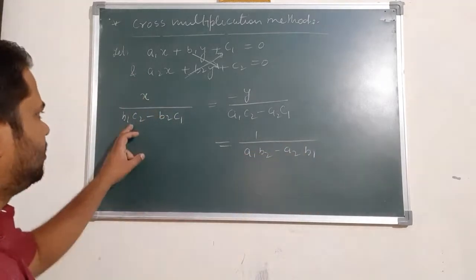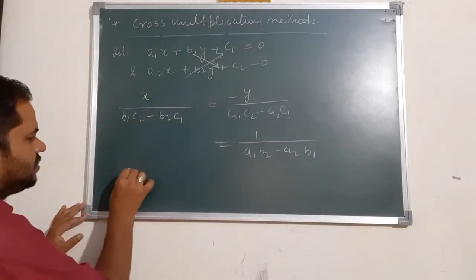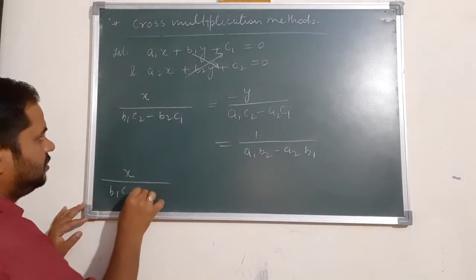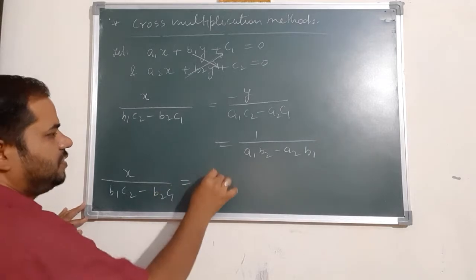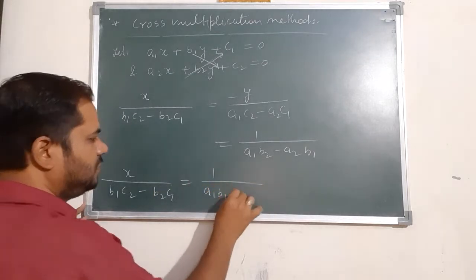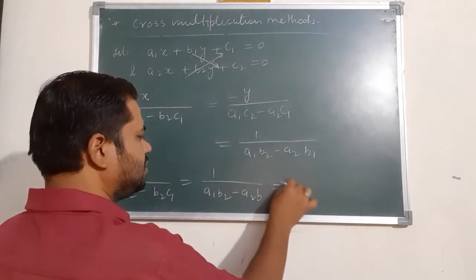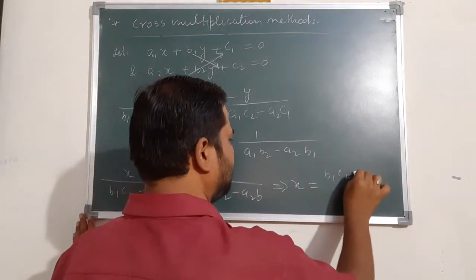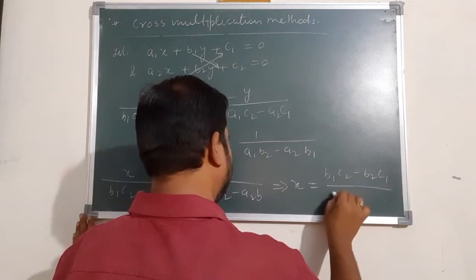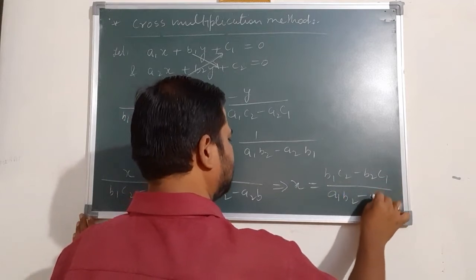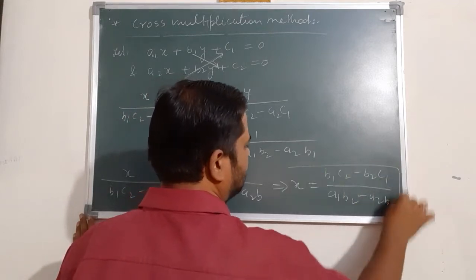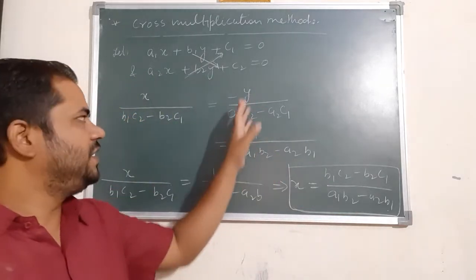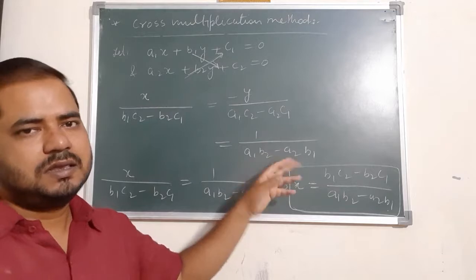Now x upon b1 c2 minus b2 c1 is equal to 1 upon a1 b2 minus a2 b1. So this implies x is equals to b1 c2 minus b2 c1 divided by a1 b2 minus a2 b1.